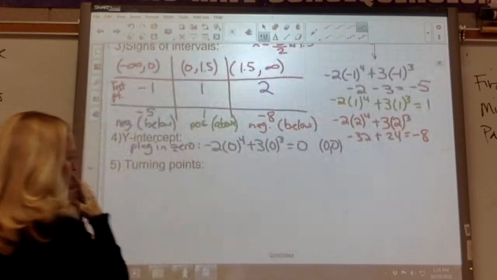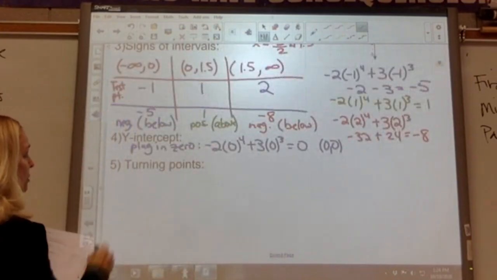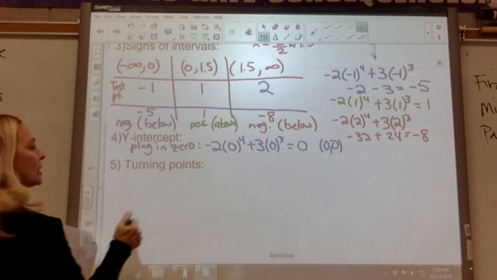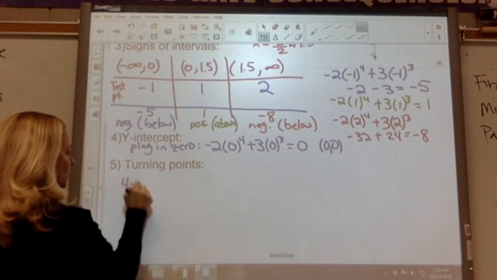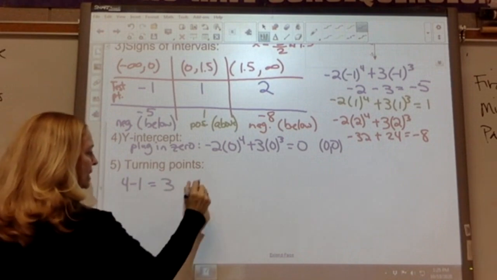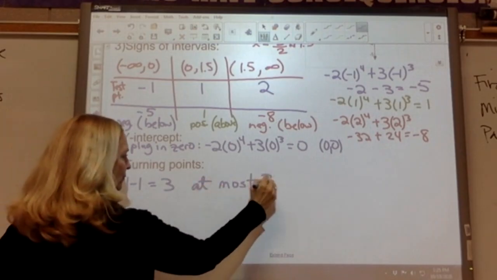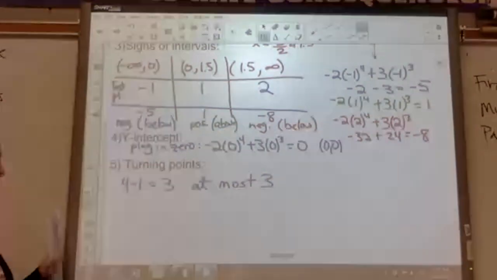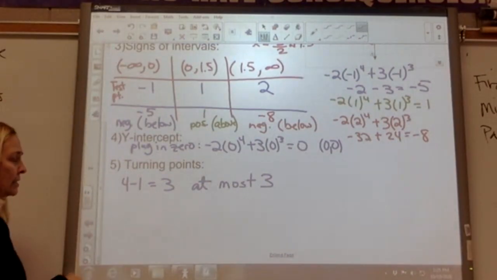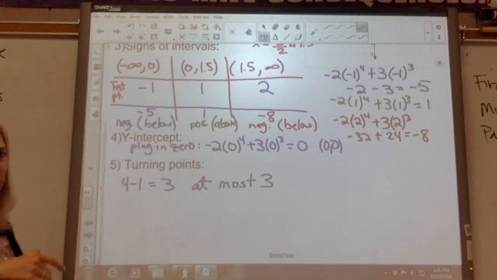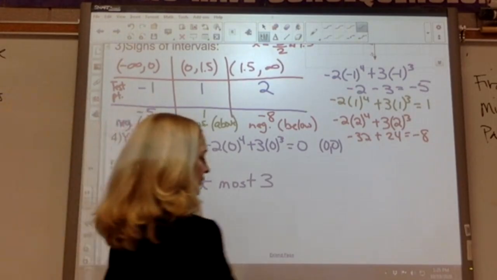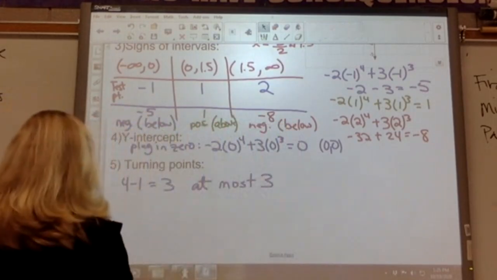And so then the turning points, I realized that this degree is 4. So 4 minus 1 equals 3. And so there's at most 3 turning points, okay? Now, another thing it said in that list was to find the minimums and the maximums, or to find any other important points, and so that's what we're going to do.